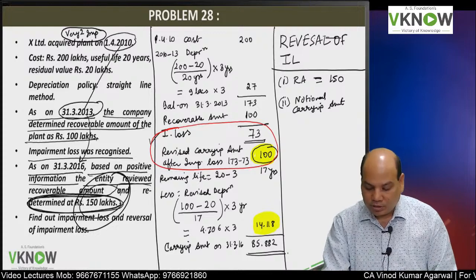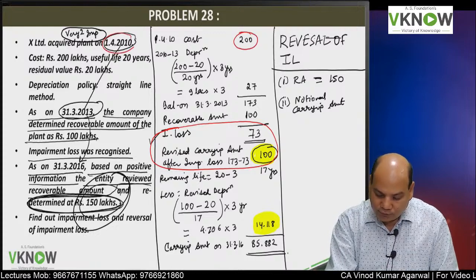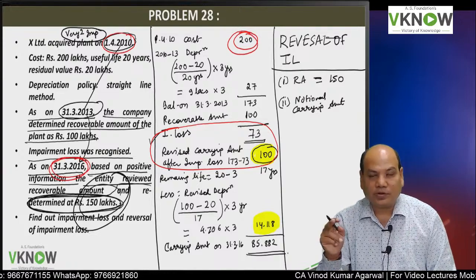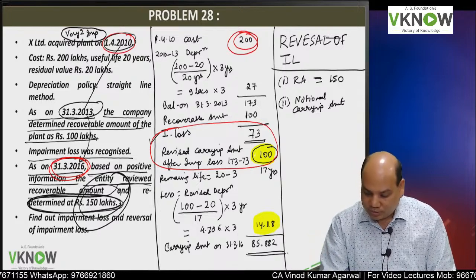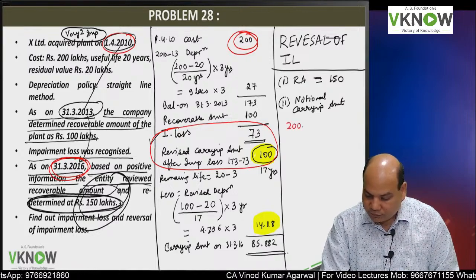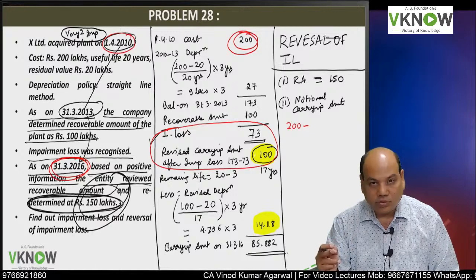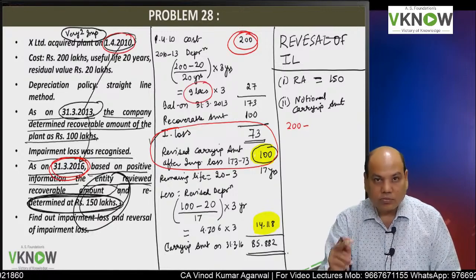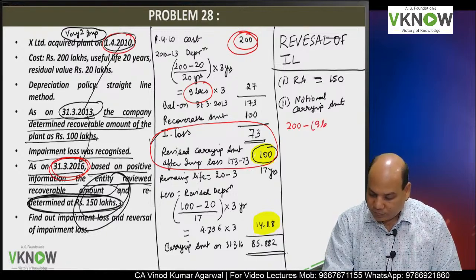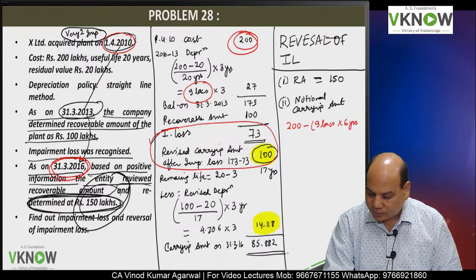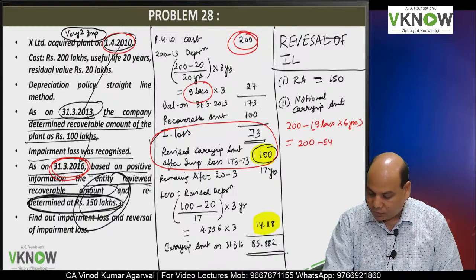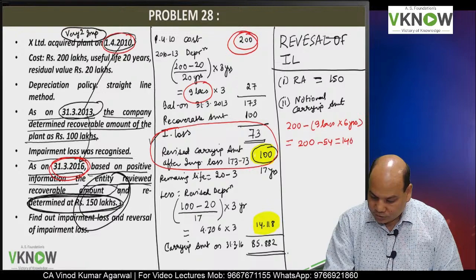So forget the impairment. You purchased an asset on 1/4/2010 for 200, and if I have to find the balance on 31st March 16, what would be the carrying amount? You have purchased the asset for 200, depreciation originally 9 lakh, assuming that the same depreciation you will provide 9 lakh for 6 years. So that is equal to 200 minus 54 is equal to 146 lakh.